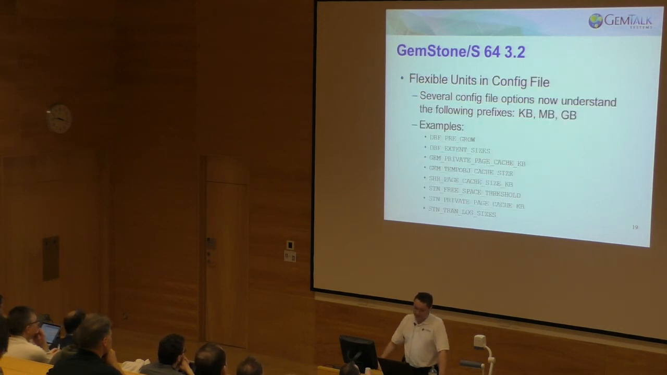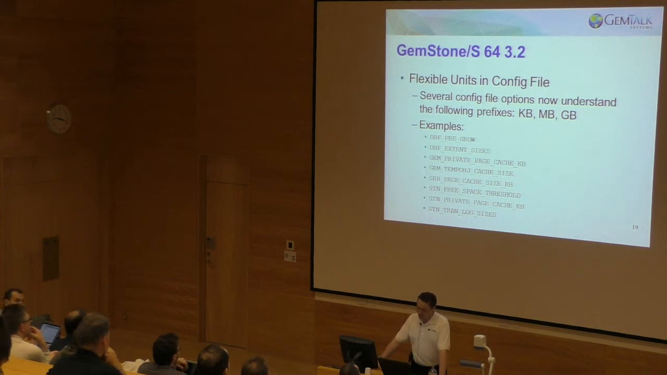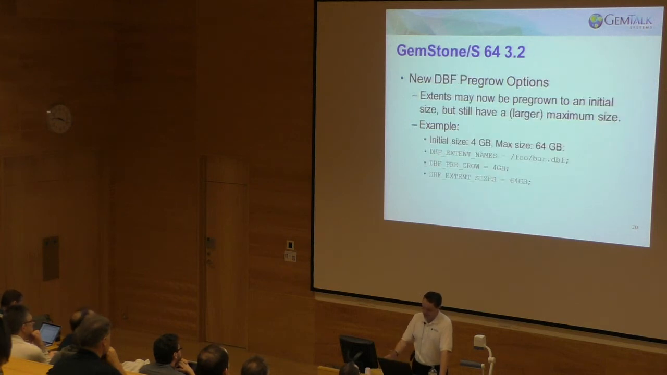Something else that is a historical artifact is most of the memory units in GemStone were expressed in kilobytes for a long time, going back to the day where you could measure your total RAM in kilobytes. So instead of now having to multiply that by 1024 times 1024 to figure out how big it is, you can now say MB or GB on the end of the configuration option. So here's an example of that. In this one, you can say pre-grow is 4 GB instead of however many kilobytes that is, some big long number.